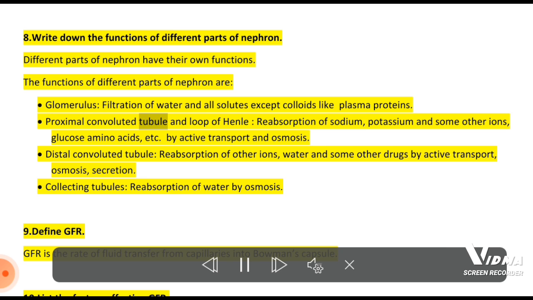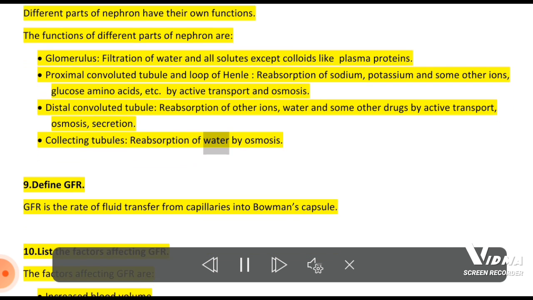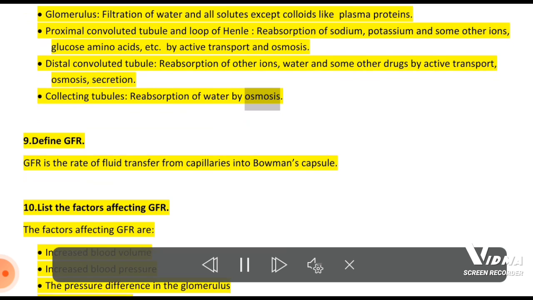Proximal convoluted tubule and loop of Henle, reabsorption of sodium, potassium and some other ions, glucose, amino acids, etc., by active transport and osmosis. Distal convoluted tubule, reabsorption of other ions, water and some drugs by active transport, osmosis, and secretion. Collecting tubules, reabsorption of water by osmosis.